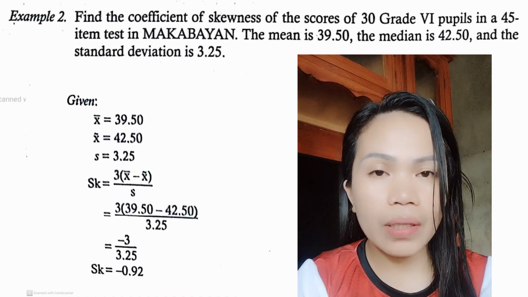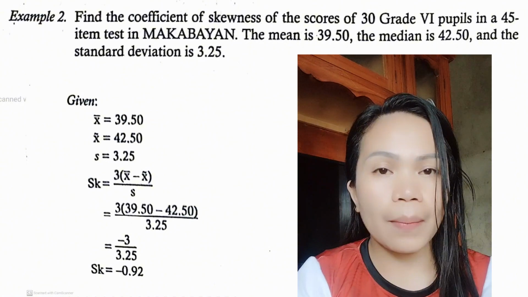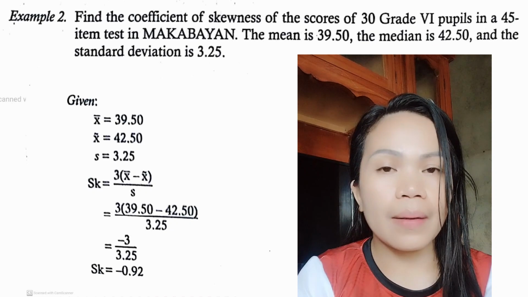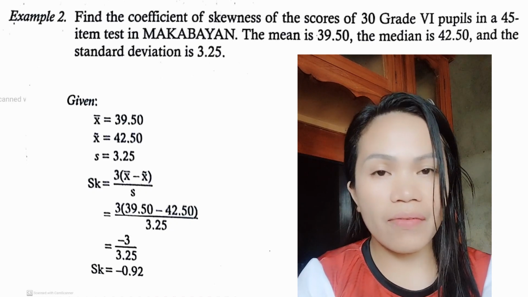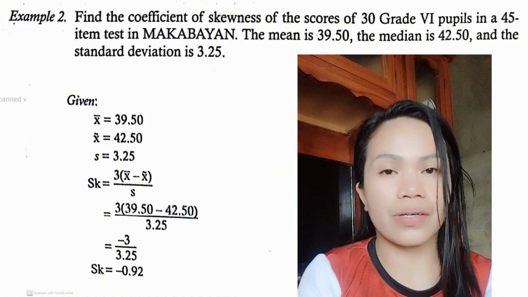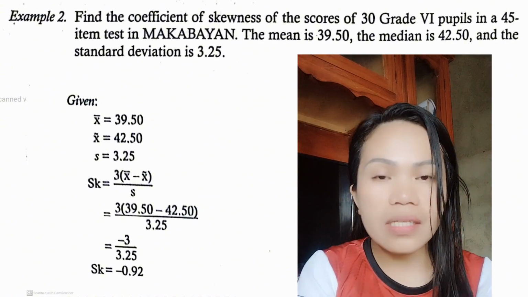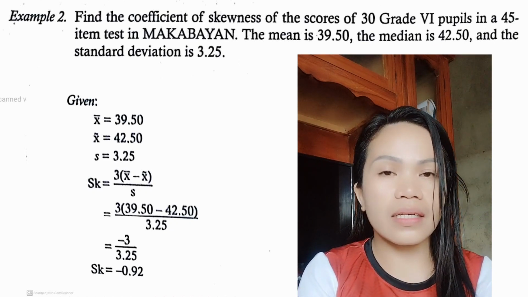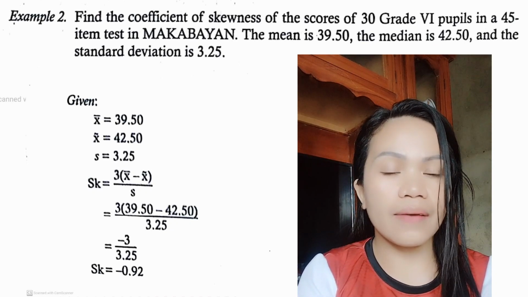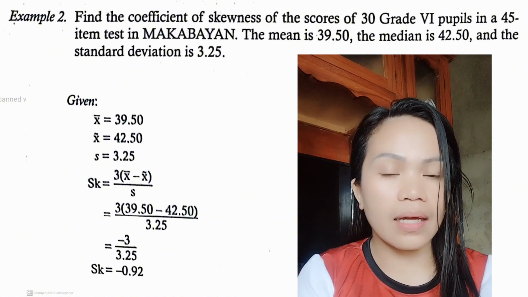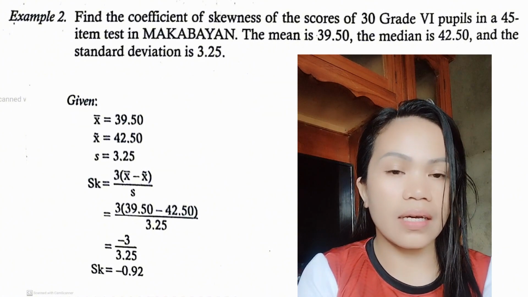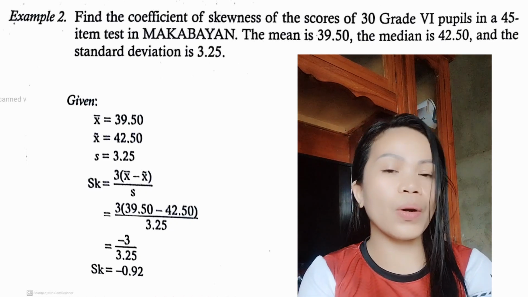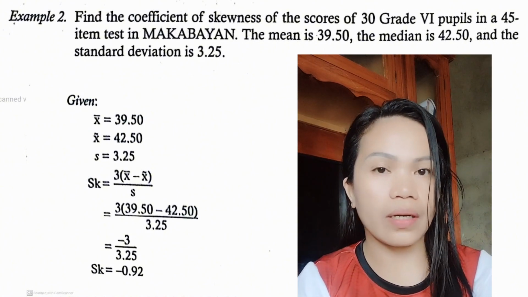So 39.50 minus 42.50 is equal to negative 3. Okay? Negative 3 divided by the standard deviation, which is 3.25. The answer is, the skewness is equal to negative 0.92, which means this is the high score. Okay? Negatively skewed means that most of the students got the highest score. Unlike the positively skewed, more of the students got the lowest score. Okay.